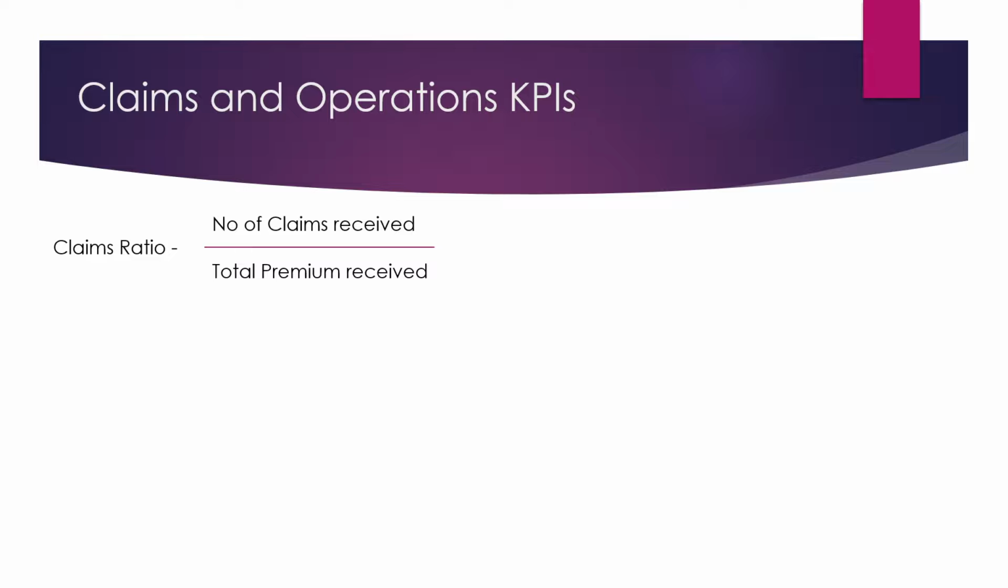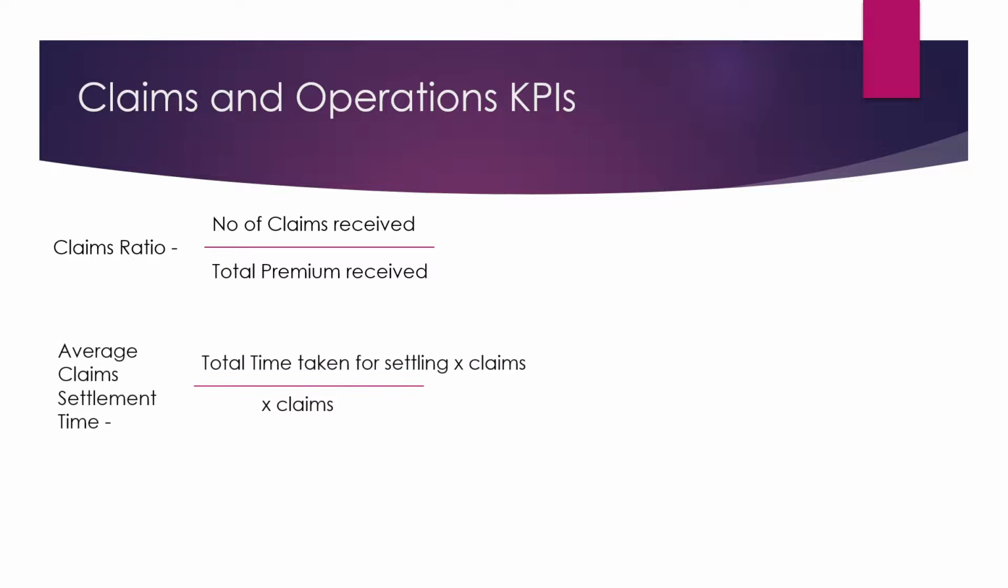That the premium you are getting in certain intervals is high compared to the number of claims that you are receiving. The second important KPI we're looking at is average claim settlement time, right? So this is similar to the underwriting cycle time that we have seen in the previous slide, right?